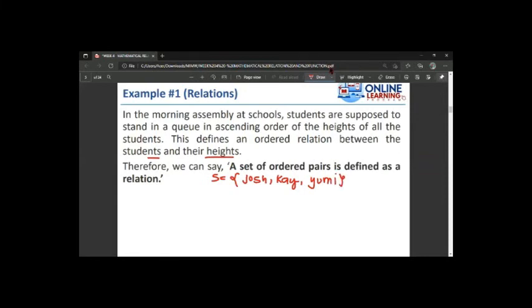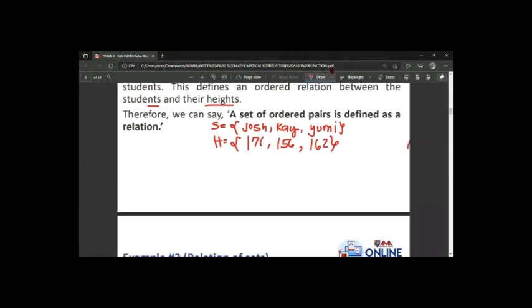Di ba kakasabi ko lang kanina, yung relation is a collection of ordered pairs based on two or more sets that have relationship. So here, may relationship na dalawang set: yung student's name or the student itself and the height. While yung H naman will be the height of each student in centimeter. For example, 171, 156, and 162 centimeters. Okay, so from that, we can create a relationship between S and H.